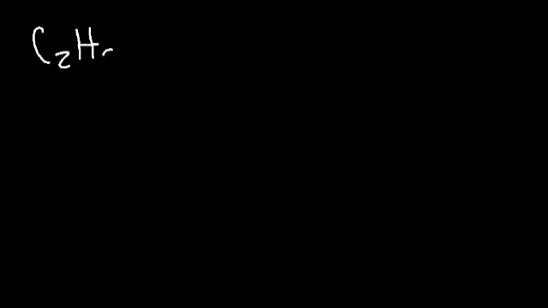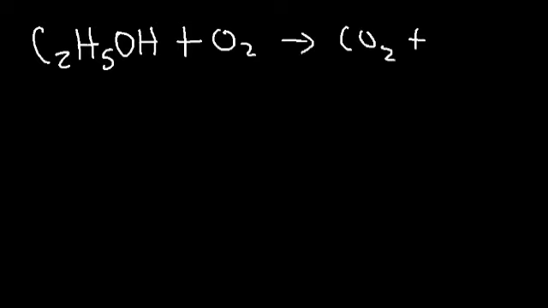Try another combustion reaction. Ethanol plus oxygen gas produces carbon dioxide and water. CO2 and water are always the products for a combustion reaction. So let's begin. Let's start by balancing the number of carbon atoms. Notice that we have 2 carbon atoms on the left, so we need to put a 2 in front of CO2.